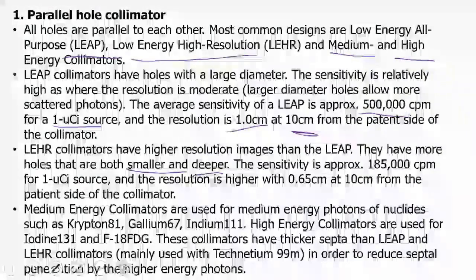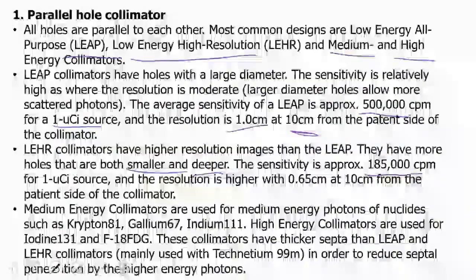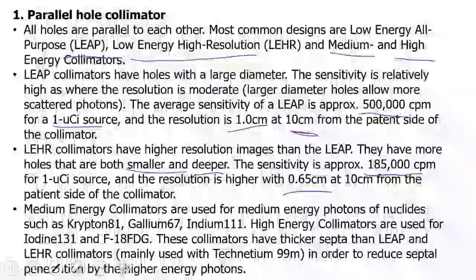The sensitivity was 85,000 counts per microcurie, but the resolution was higher at 0.65 centimeters. This means that a distance of 1 centimeter allows for separation between two objects. And when I say 0.65, it refers to the distance you can use to separate two lesions or two hot lesions that are 0.6 centimeters apart, giving you more resolution.